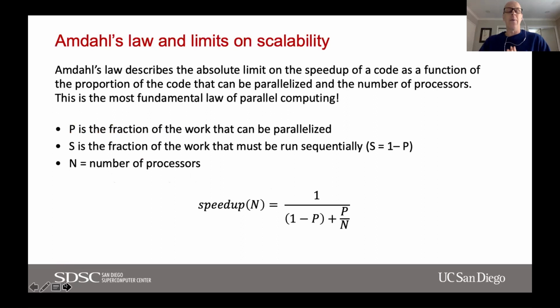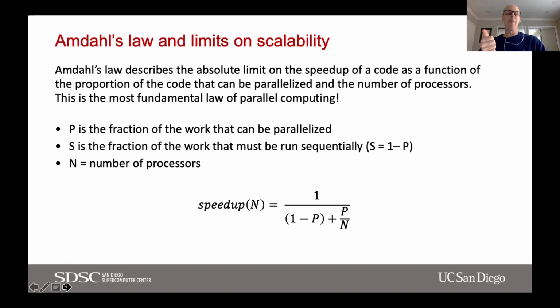We're going to move on to Amdahl's law. We'll talk a little bit about the scalability of parallel applications. So Amdahl's law describes the absolute limit on the speedup of a code as a function of the proportion of the code that can be parallelized and the number of processes. So this is really the most fundamental law of parallel computing.